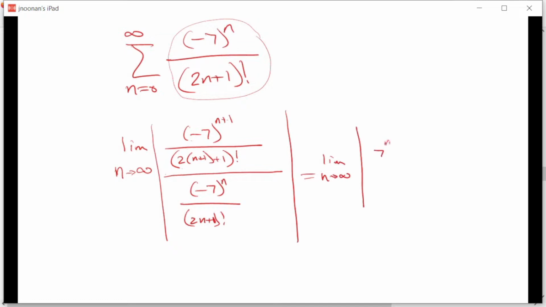So we have 7 to the n plus 1 over 2. Let me multiply this out. 2n plus 2 plus 1, which is 2n plus 3. So just in case you see, this is the same as that. So far so good. This is the n plus 1 thing. I've dropped the negative and I just expanded that. And I'm going to flip this one and put it over here. So over here we've got 7 to the n, and this is 2n plus 1 factorial.